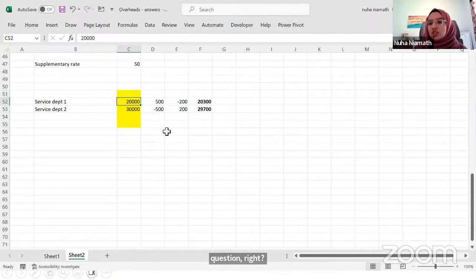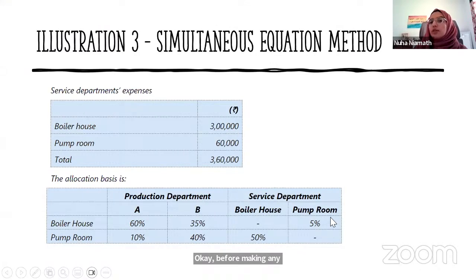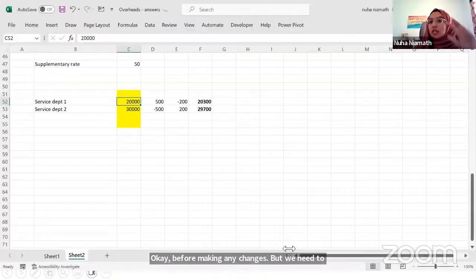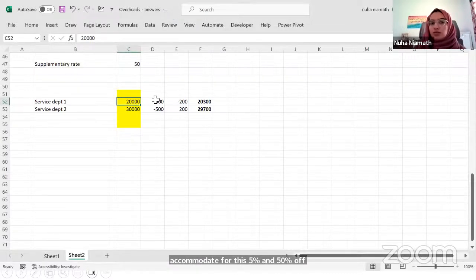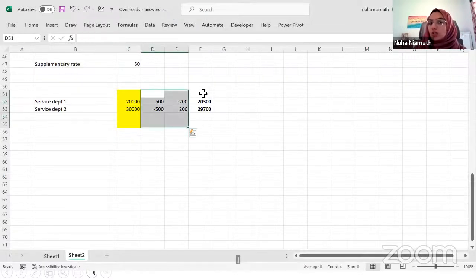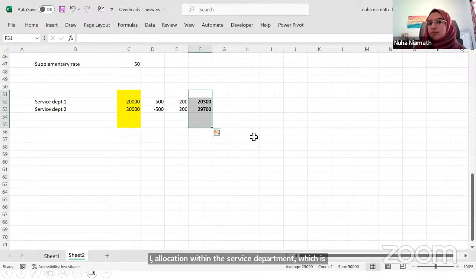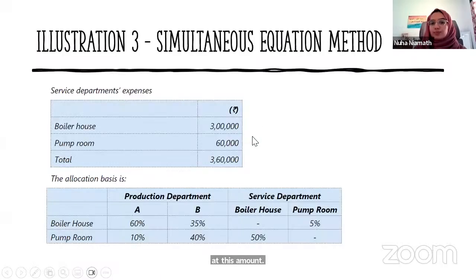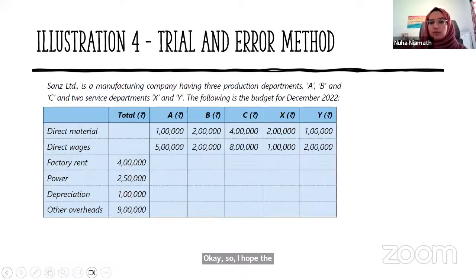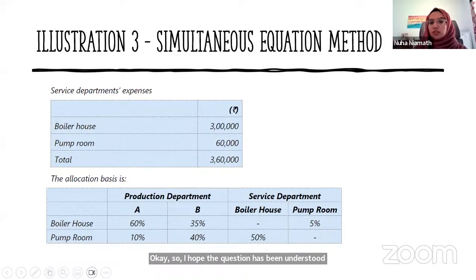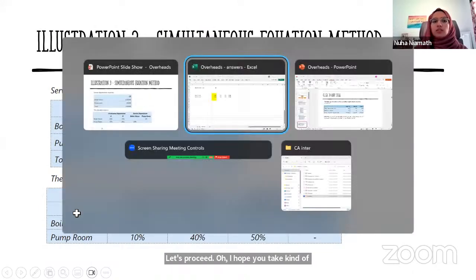Okay, before making any changes, we need to accommodate for this 5% and 50% of allocation within the service department, which is this part, is what we need to calculate and then arrive at this amount, right? Okay. So I hope the question has been understood. So let's proceed. I hope you've taken the screenshot. Now let's proceed with the answer.